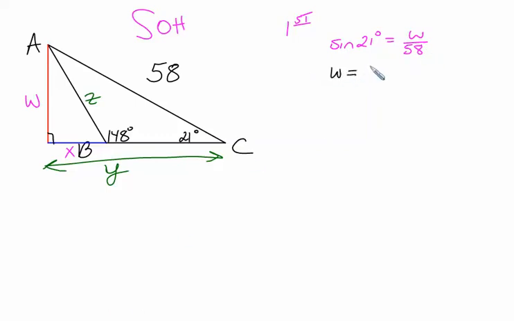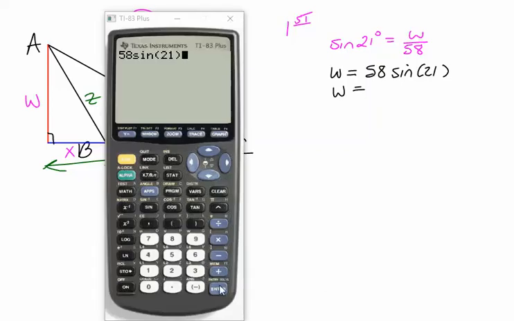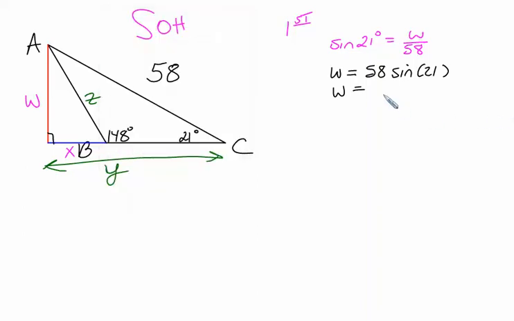Multiply both sides by 58, and W is 58 times the sine of 21. We'll work that out, get our calculator in play, and we go 58 sine of 21, and we're getting 20.78. Now we can store that as W. So if you hit store, you can hit alpha, and then W is above the minus sign. And it will remember that W is 20.79 rounded to two decimal places.